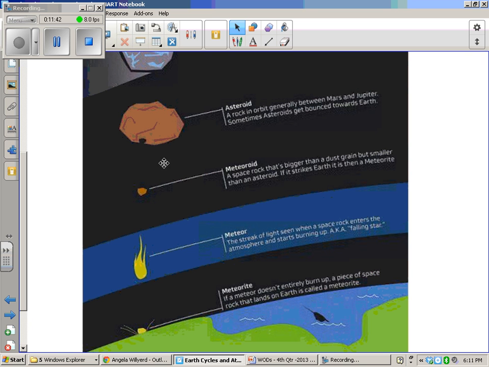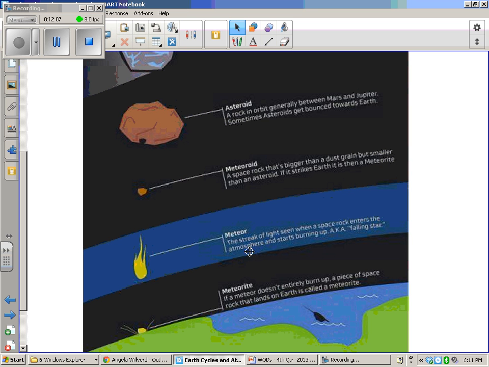Here's our meteoroid, which is a space rock. It says it's bigger than a dust grain, but smaller than an asteroid. If it strikes Earth, okay, so if part of that is not completely burned up and it does hit Earth, then it turns into what's called a meteorite. So that's what it will be referred to as, a meteorite.